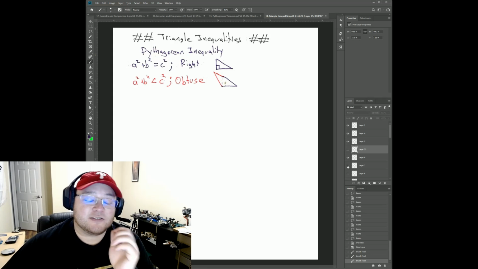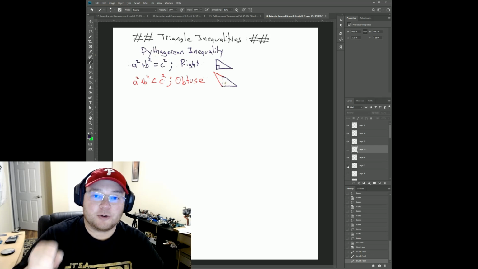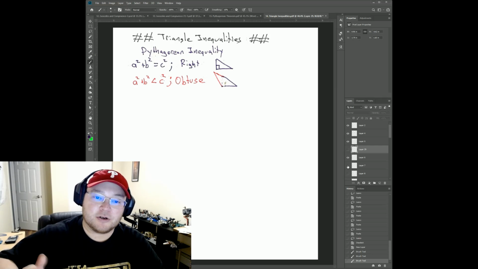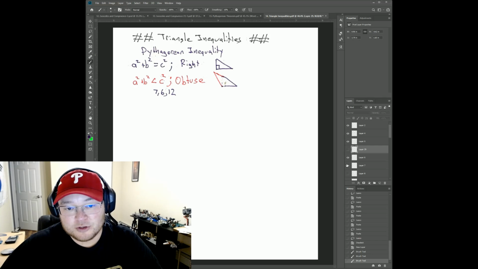So if c squared's bigger, and that's the thing you've got to get in your brain. C squared's bigger, bigger means obtuse. Then obviously the opposite will be true, but we'll do an example.